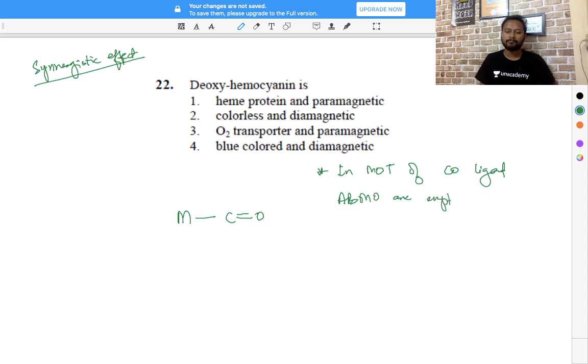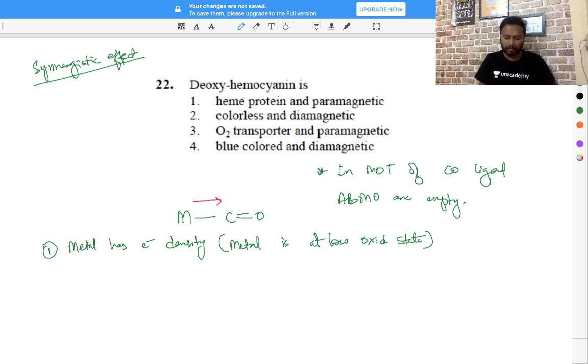So what will happen if your metal has more electron density? Let's say the first condition I'm taking is that the metal has more electron density, or you can say that the metal is at low oxidation state. If the oxidation state of the metal is low, it has more electron density. So that electron density from the metal will be given to this side, towards the carbonyl ligand. And when it gives this electron density to the carbonyl ligand, where will those electrons go? They will go in the empty orbital, that means in the anti-bonding molecular orbital.